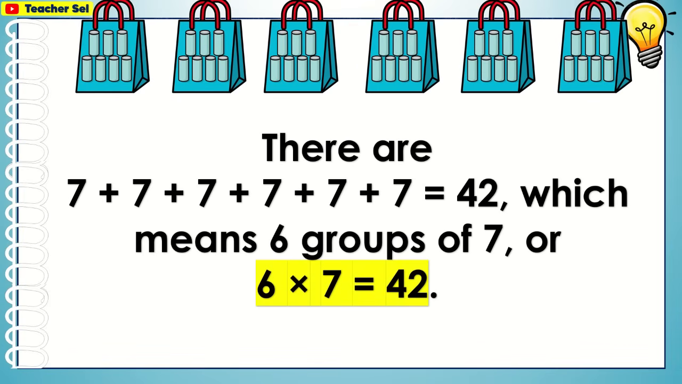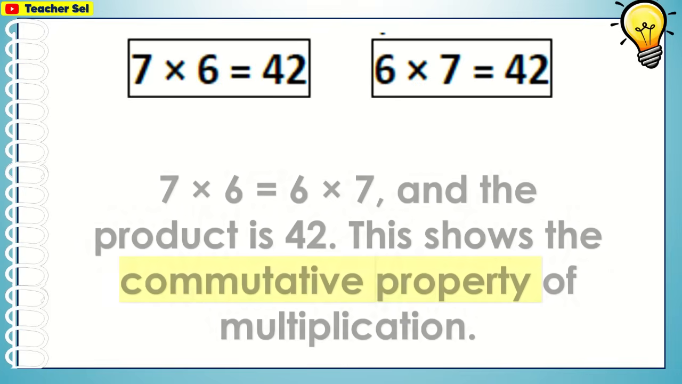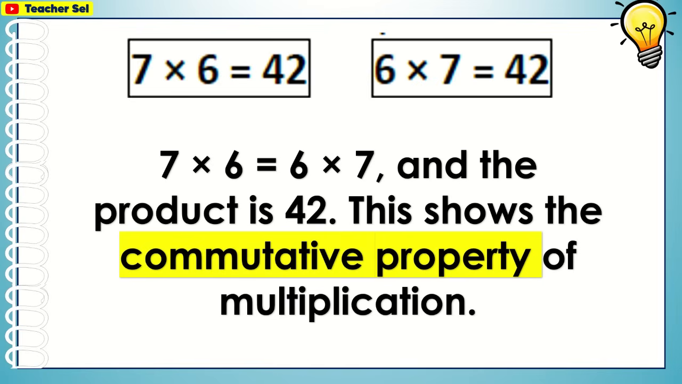There are 7 plus 7 plus 7 plus 7 plus 7 plus 7 equals 42, which means 6 groups of 7, or 6 times 7 equals 42. 7 times 6 equals 6 times 7, and the product is 42. This shows the commutative property of multiplication.